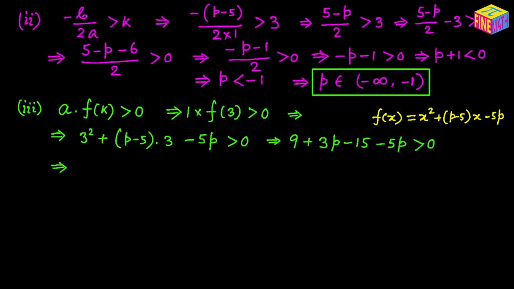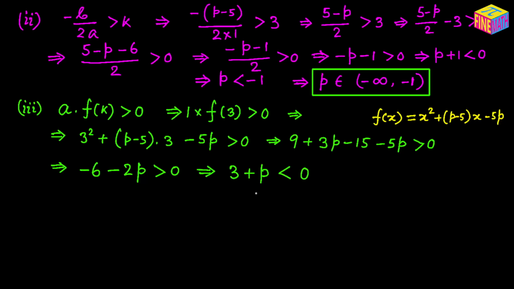Then we simplify a little more. We have positive 9 and negative 15, that would be negative 6. And then we have positive 3p and negative 5p, so that would be negative 2p. All of that will be greater than 0. If we divide both sides by negative 2, what will happen? It will become 3 plus p. We are dividing by negative 2 on both sides, right? So negative 6 will become positive 3, and negative 2p will become just p. The inequality sign will flip because we are dividing by a negative number, and 0 divided by negative 2 is 0.